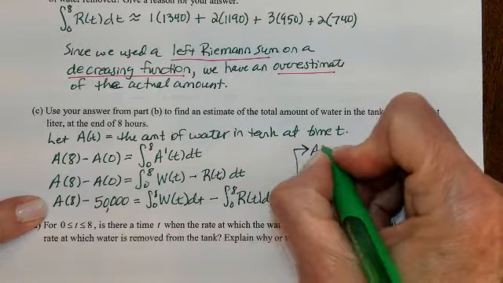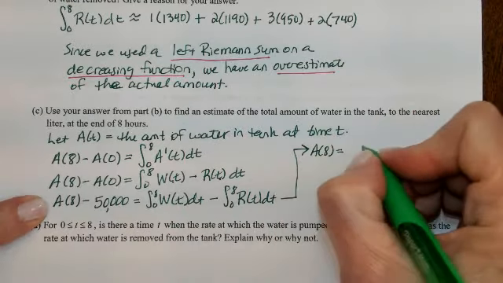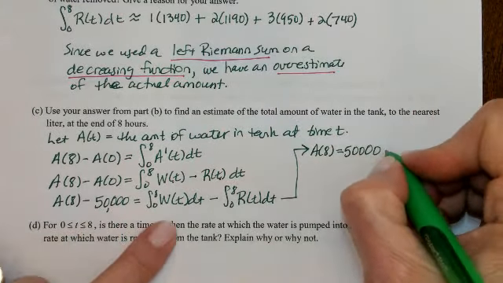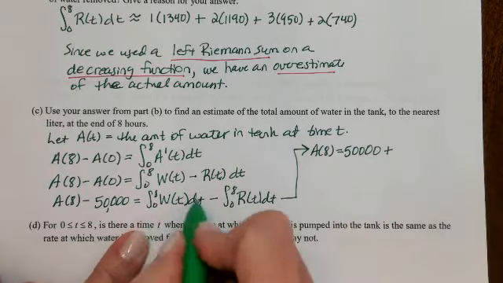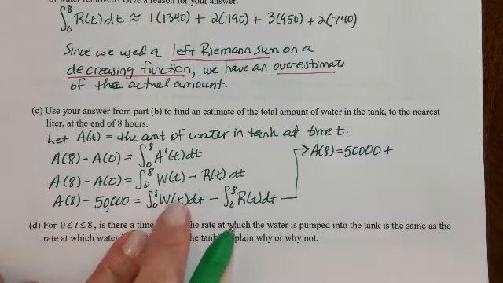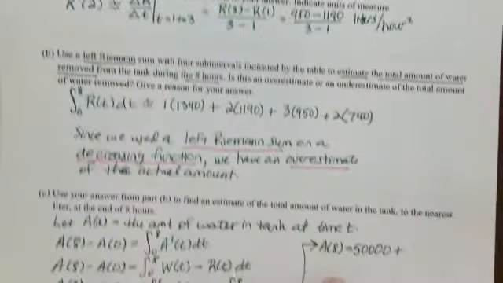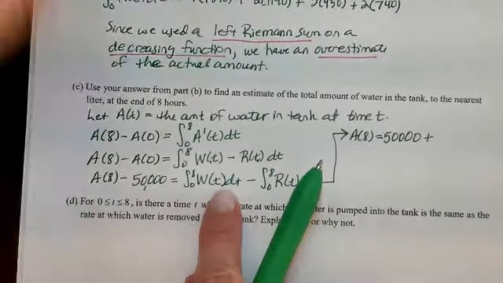So A of 8 will equal, I'm going to take this 50,000 to the other side, plus, okay, I didn't even mention this, but this is a calculator problem. It was number 1. That's with a calculator. I should have mentioned that up there. But that's with a calculator. So that's how we're going to evaluate that integral right there.